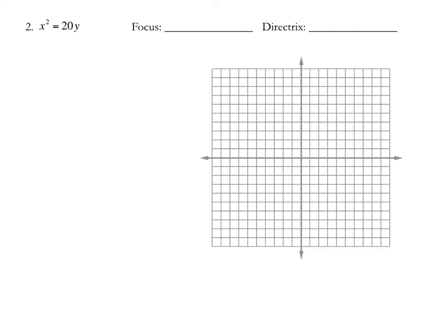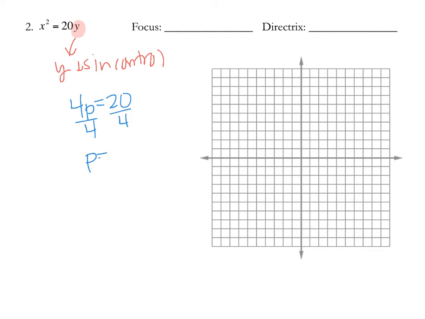So looking at this one, the first thing, again, I pay attention to is what's in control in the problem. I try to sort that out right away for all the shapes we're going to talk about. So since y is the first degree, y is in control. And then I need to figure out what p is. So that's going to be 4p equals 20. And I'm dividing by 4. I get p is equal to 5.